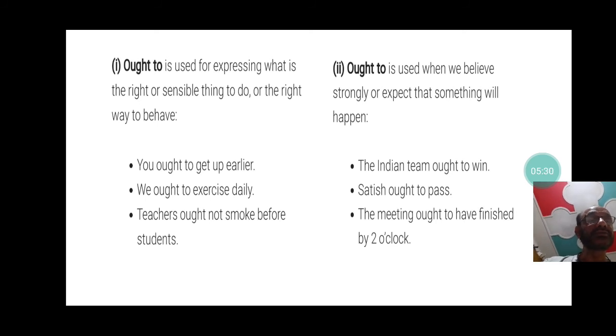Ought to is used when we believe strongly or expect that something will happen. Indian team ought to win. Satish ought to pass. The meeting ought to have finished by 2 o'clock. Right? It's believing strongly.